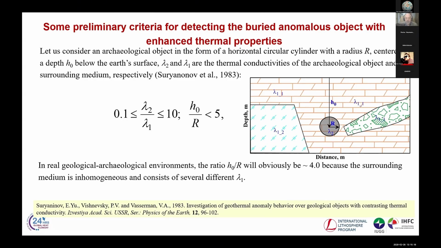You see, the relationship was presented by Suryaninov et al. The most important is that H0 to R is less than 5. By this condition we can reliably observe the buried archaeological body. Maybe in some difficult physical-geological conditions, this ratio may be not 5, but 4.